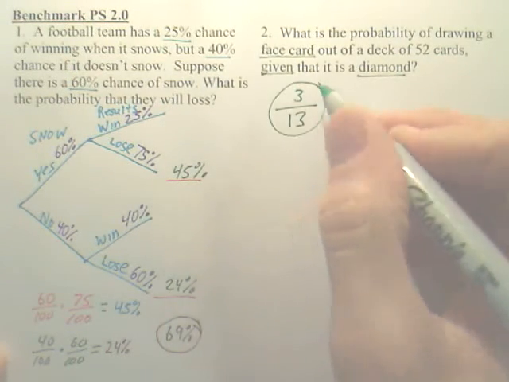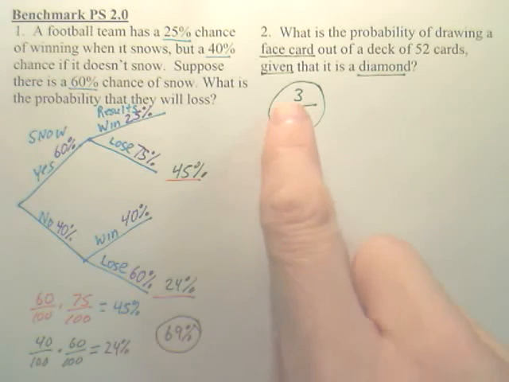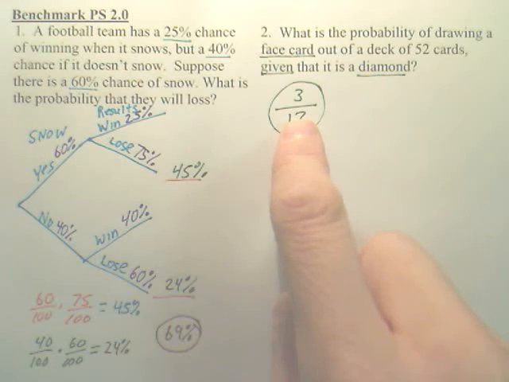We're done. That's it. With conditional statements, with givens, you first focus on the given. That's the bottom. The top is how many of the given are left. And we're done.